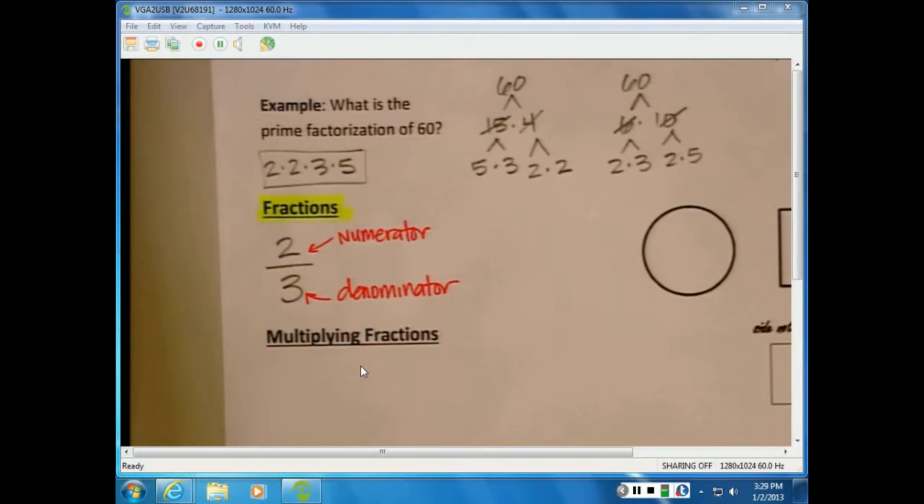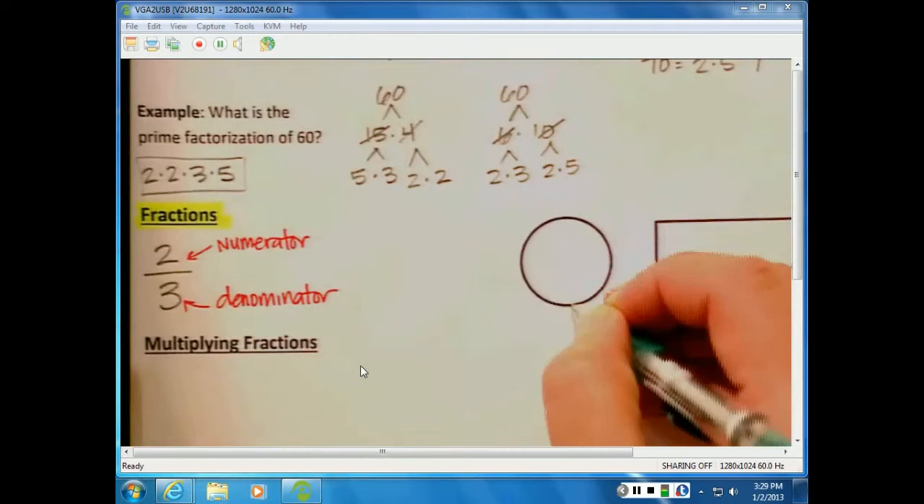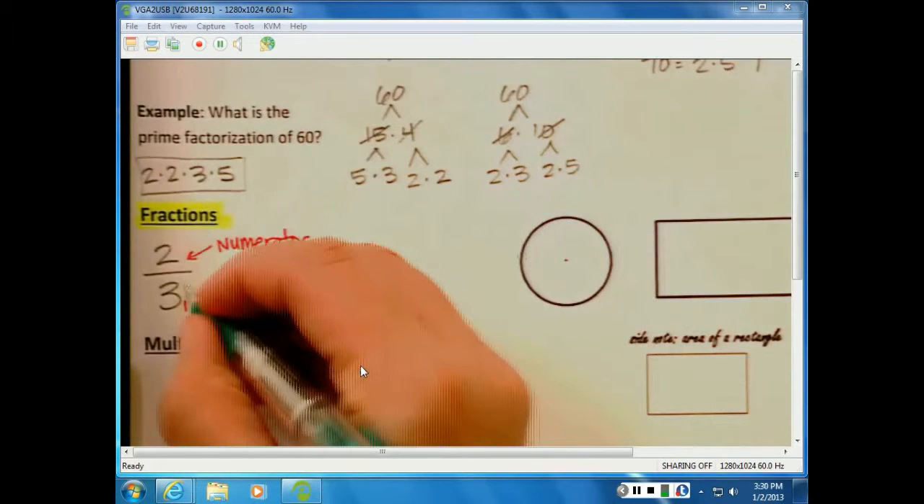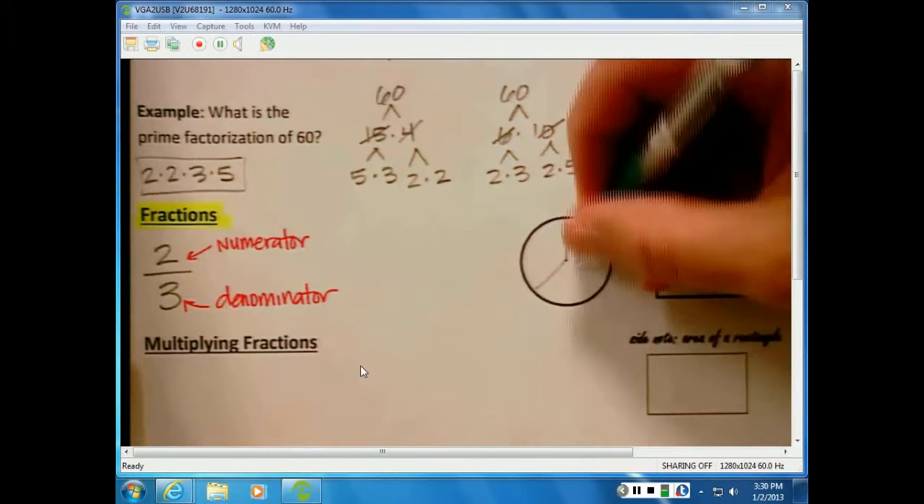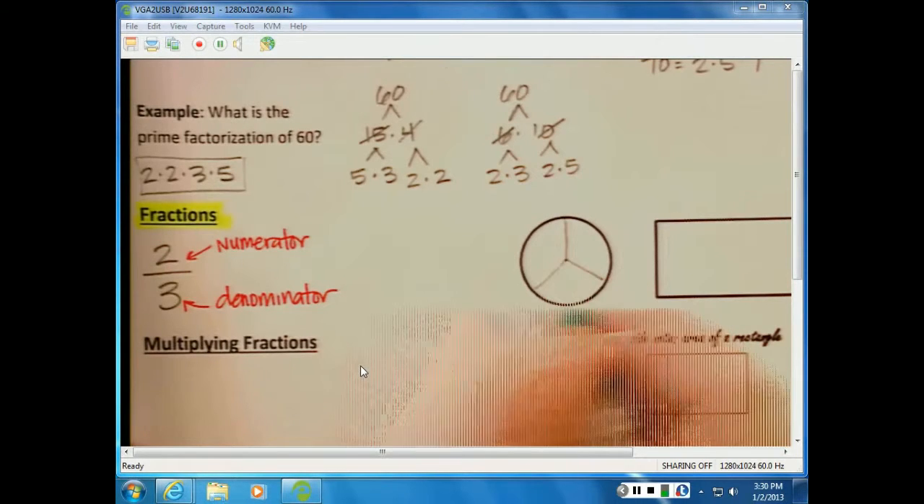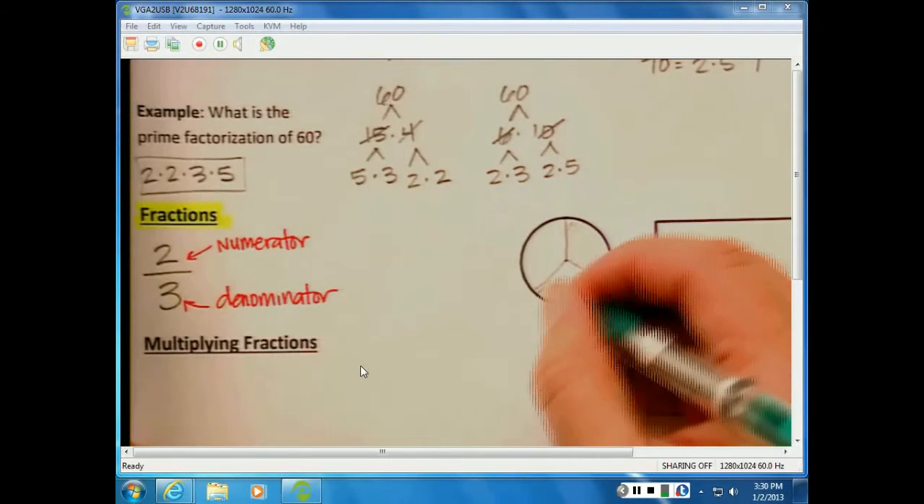Now I could represent fractions in a number of different ways. If I look at this and I think of this as a piece of pie, 2/3 as a fraction would be 2 parts out of 3. So I've broken this pie into 3 equal parts, 2/3 of that could be represented by shading exactly 2 pieces of this pie.